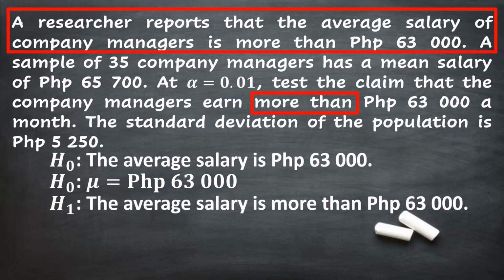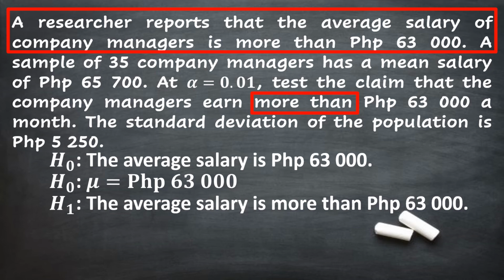Next, for the alternative hypothesis, just like I've said earlier, yung researcher's claim natin will be the basis for the alternative hypothesis, na you can write as the average salary of company managers is more than 63,000 pesos, or you can write it as the average salary is more than 63,000 pesos. Ngayon, why did we use more than and not the term is not 63,000 pesos? We will not use is not anymore kasi po we have the term in the given problem na is more than.